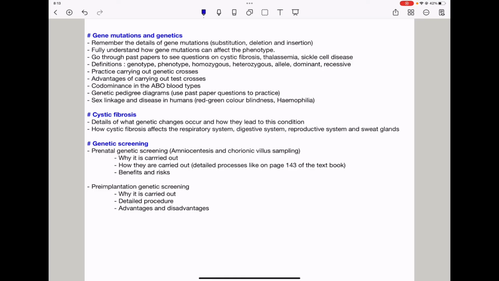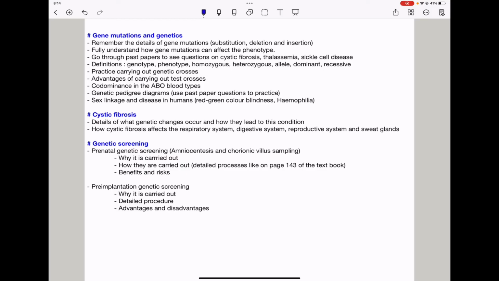We need to practice carrying out genetic crosses, and in doing so, you also need to know the advantages of carrying out test crosses. We need to know what codominance means in the ABO blood type. Like somebody who has A and B antigens, of course their blood type is going to be AB because there is codominance. You need to know how to interpret pedigree diagrams. Here you will have to use a lot of past paper questions to practice. And you need to know about sex linkage and disease in humans, including red-green color blindness and hemophilia.